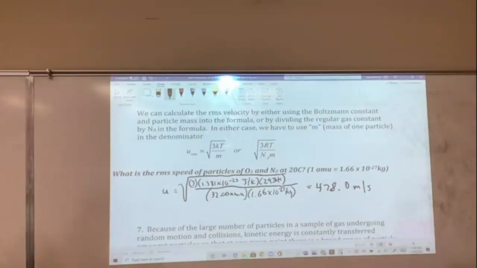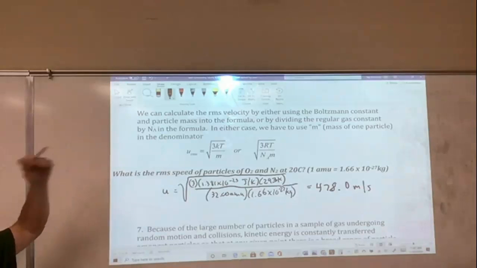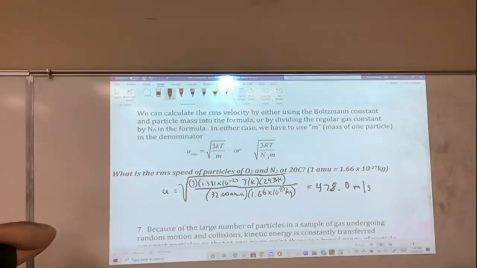I mean, if we'd multiplied it by 298 instead of 293, the 25 degrees that was in the other one, it wouldn't have increased that value that much. But we see that the velocity of the helium is going to be about 3 times as much as the velocity of the oxygen here.